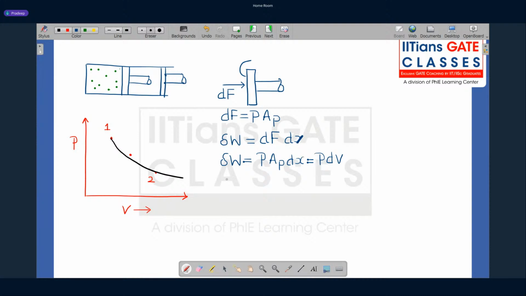If you want to calculate the total work transfer when the piston moves from position 1 to 2, you can calculate it by integrating from position 1 to position 2. This work, which is done by the gas as it moves from position 1 to 2, is called the displacement work. This is also one of the important concepts in thermodynamics. The displacement work is also called the PdV work.